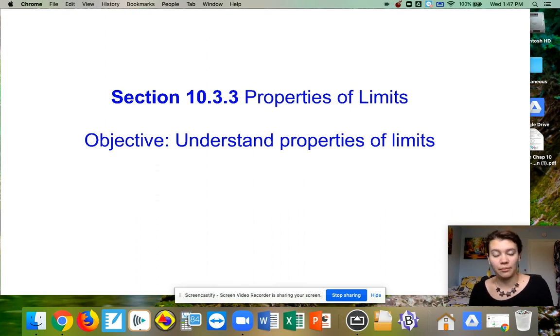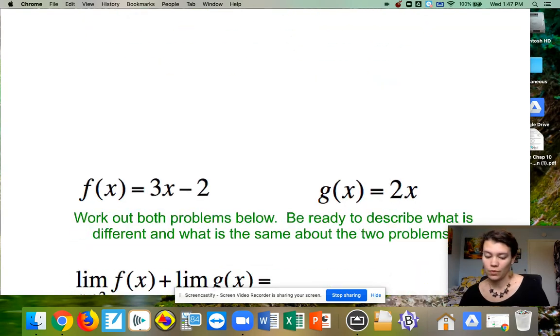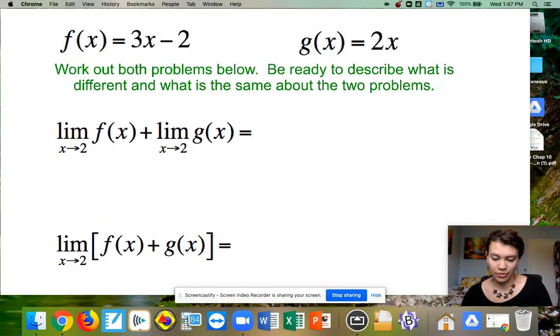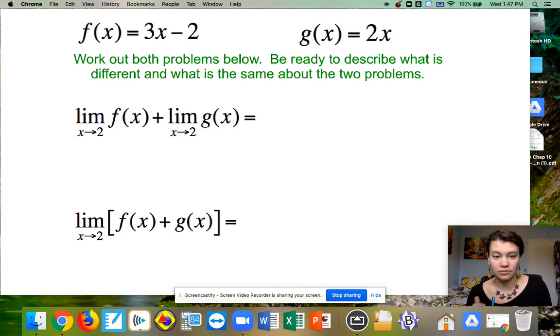All right, so today we're talking about what the different properties of limits are and how they work. So work through both of these on your own and then we'll talk about it.